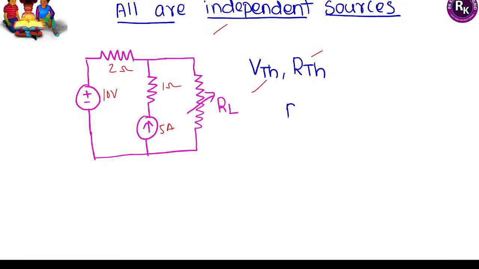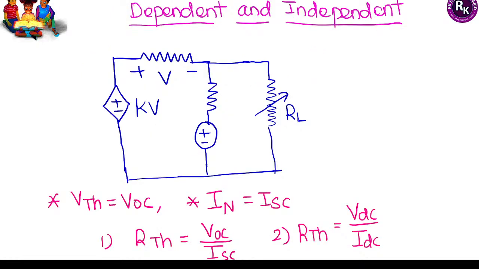Just you know the procedure. If you don't know, just recollect and try to figure out the answer. Next, you will have to remember how to calculate the VTH and RTH when our circuit is having both dependent and independent sources.